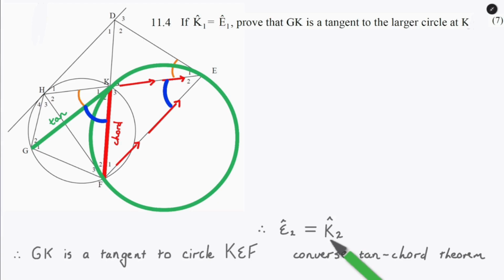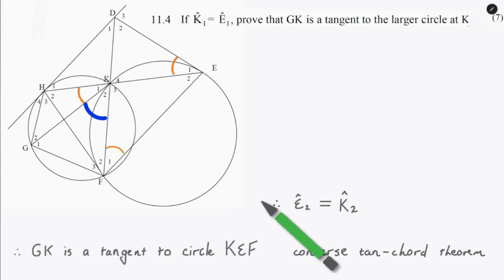We've got to prove that E2 is equal to K2. So to make this happen, I'm firstly going to start with one of the angles. Let's start off with K2. So you see this orange angle and this blue angle. They're both angles of interest. They told us something about K1, and we want to prove that K2 is the same size as E2.